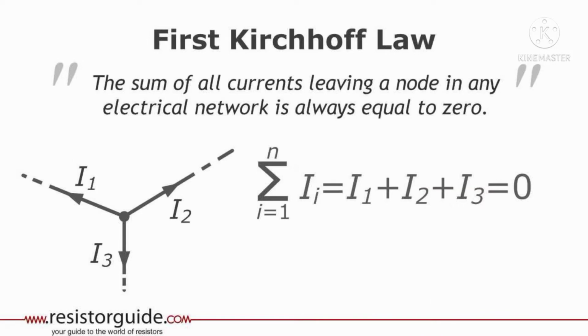The first Kirchhoff law also states that the sum of all currents leaving a node in any electrical network is always equal to zero. It is equal to zero since what comes into the node also comes out. So we can see here that the summation we have here is equal to zero.